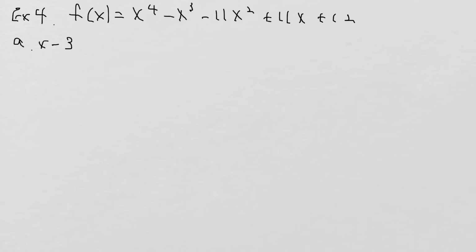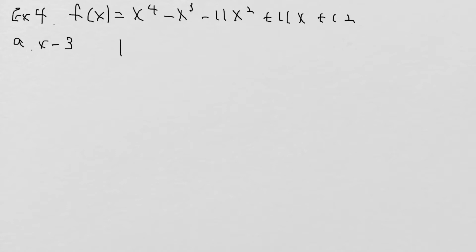Okay, in this example, we want to verify if a given condition is a factor of a given polynomial function. So we have f of x, a polynomial, and we want to know if x minus 3 is a factor of that f of x function. So how can we tell? Well, if we use synthetic division and end up getting 0 for the remainder, then x minus 3 will be a factor. If we don't get 0, then it's not going to be a factor. So let's use synthetic division.